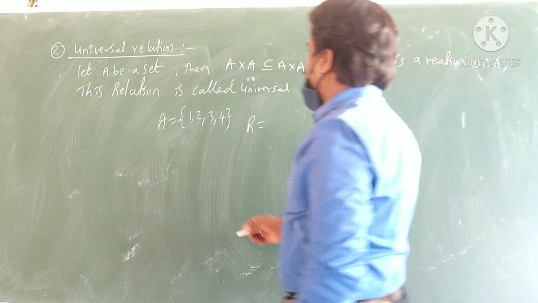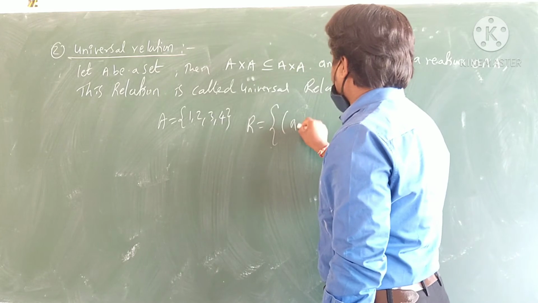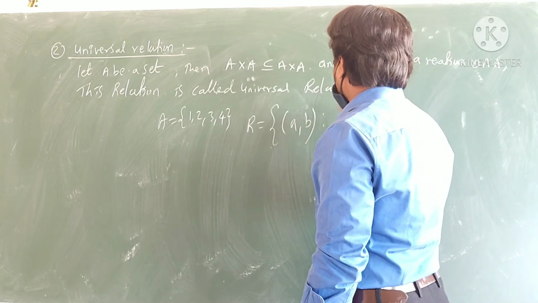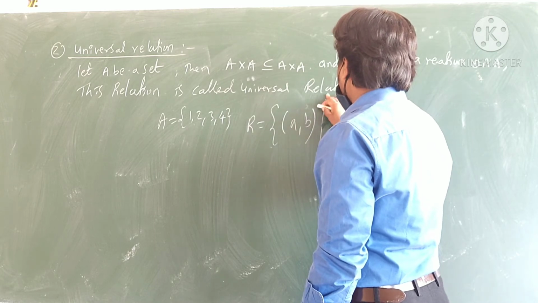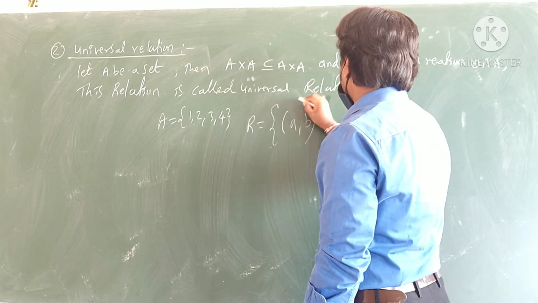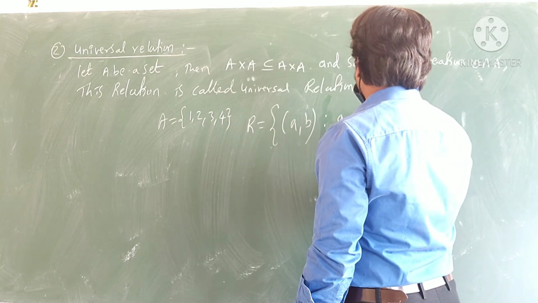Like here, suppose A is equal to {1, 2, 3, 4}, I am writing a relation (a, b) such that a plus b is less than 10.